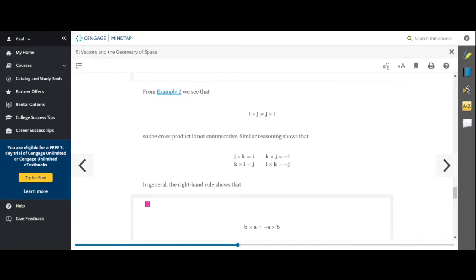But in this case, you're just doing cross products of simple vectors like J, K, and I. But you almost have to practice it yourself to see it. Does that kind of answer your question, Ryan? Okay.